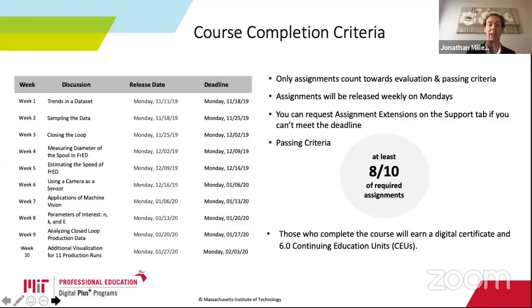The passing criteria is earning at least 8 out of 10 of these required assignments. And those who do complete the course will earn not only the digital certificate, but also 6 continuing education units if those are important for you in your professional life.